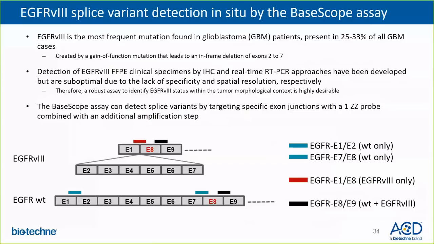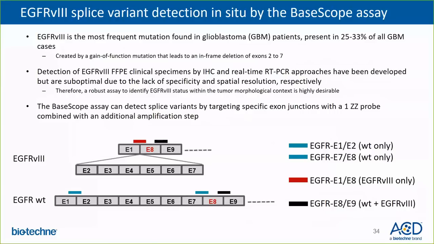EGFRv3 is a splice variant of the EGFR gene that arises from a gain-of-function mutation causing an in-frame genomic deletion of exons 2 to 7, and it leads to constitutively active oncogenic signaling. It's also one of the most frequent mutations found in glioblastoma patients. Now, detection of EGFRv3 in FFPE clinical specimens by IHC and PCR approaches have been developed but have been suboptimal due to the lack of specificity and spatial resolution, respectively. Therefore, a robust assay to identify EGFRv3 status within the tumor context is highly desirable.